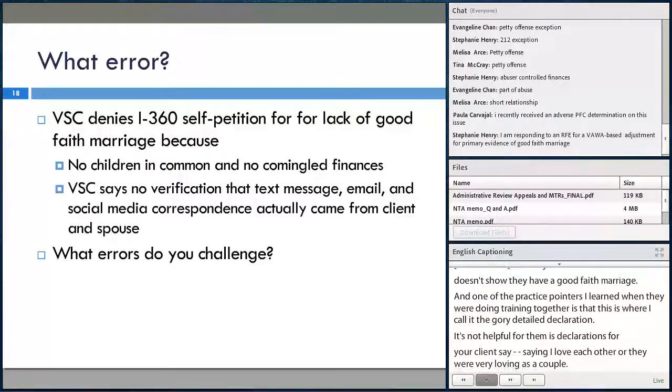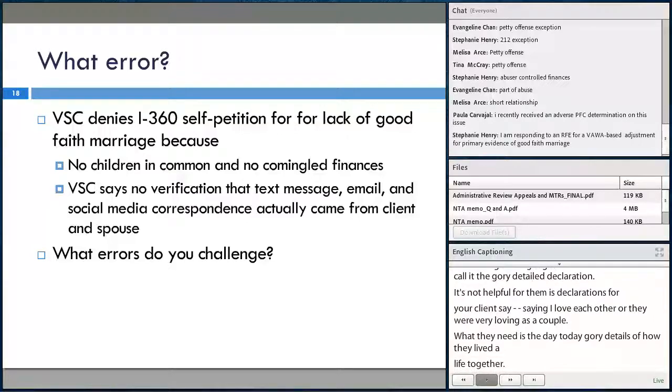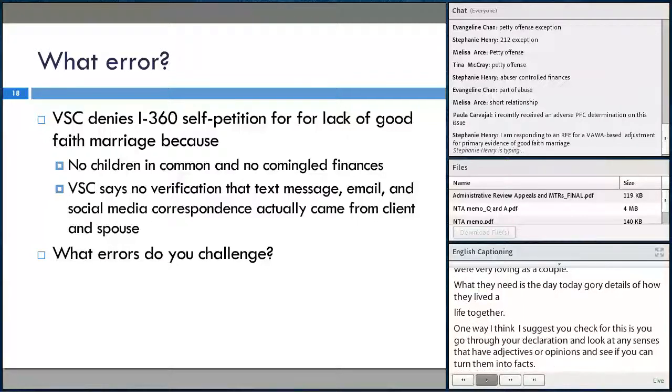And so one way I suggest you check for this is you go through your declarations and look at any sentences that have adjectives, adverbs, or opinions in them and see if you can turn all of those into facts, and err on the side of supplying more facts than seems necessary so that they can hear in their own minds how this actually was a real life together, and it's not just someone's opinion about that. And this is as true for the corroborating declarations as it is for your own client's declaration.